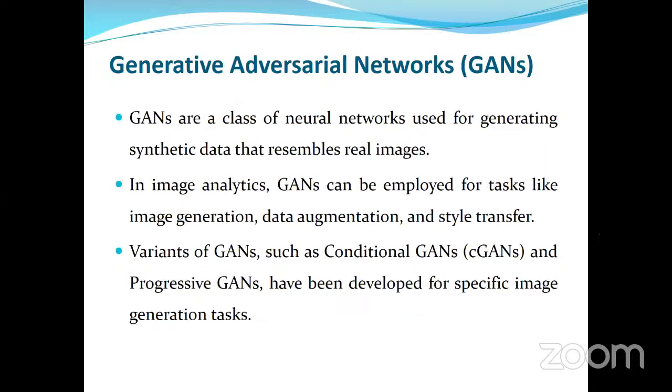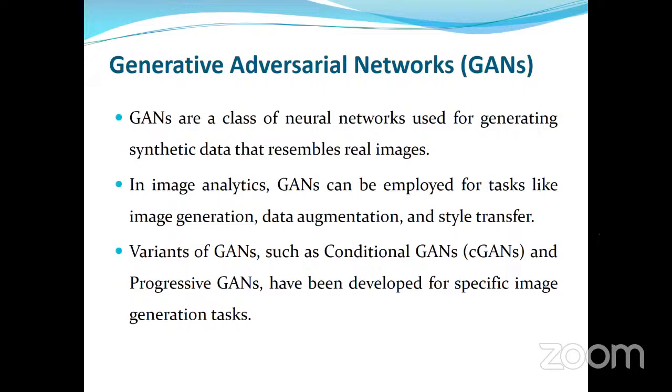And we have generative adversarial neural networks. We have GANs. GANs are a class of neural networks. It is used for generating synthetic data that resembles real images. Nowadays, we have a lot of generative AIs, right? Like ChatGPT is one of the generative AIs. And we have Gemini, we have Bard, we have a lot of generative AIs, which will generate text or data which looks like the real data. So when you are using GAN, it creates an image which looks like the real image.